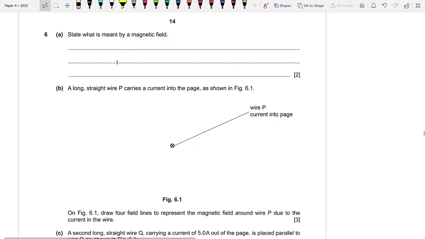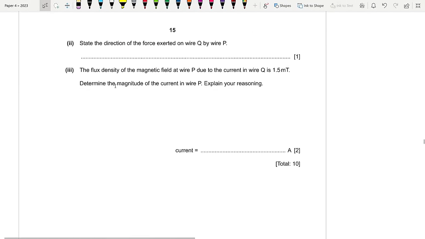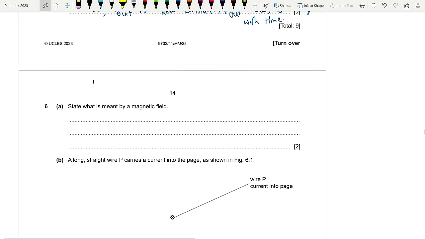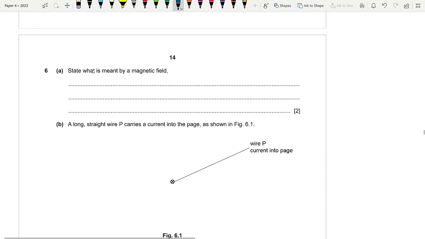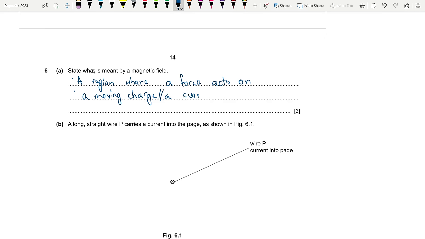So what is meant by magnetic field? This is the definition which hasn't changed. Electric field and gravitational field have changed, but magnetic field has remained the same. So what is it? It is a region where a force is experienced by, and you have multiple options. You could say a moving charge, or a current carrying conductor, or another alternate option, a magnetic material or a magnetic pole.